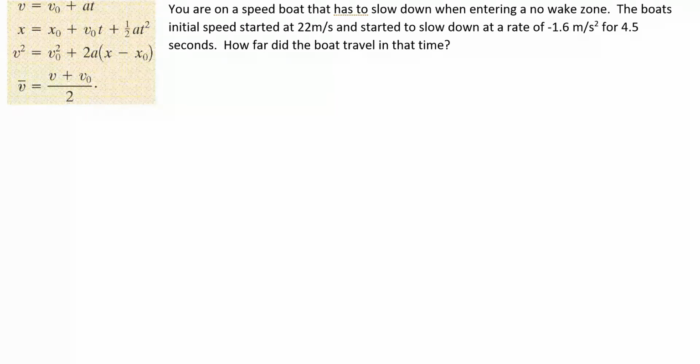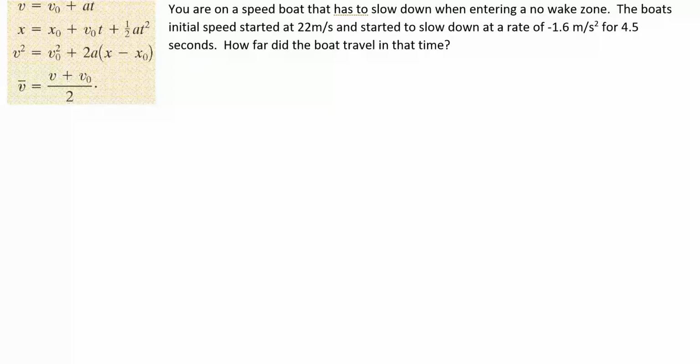Okay, we're going to look at another word problem using the problem solving process again. So now you're on a speedboat and you have to slow down while entering a no wake zone. The boat's initial speed started at 22 meters per second, then you started to slow down at a rate of negative 1.6 meters per second squared for 4.5 seconds. And you want to know how far the boat traveled during this time.